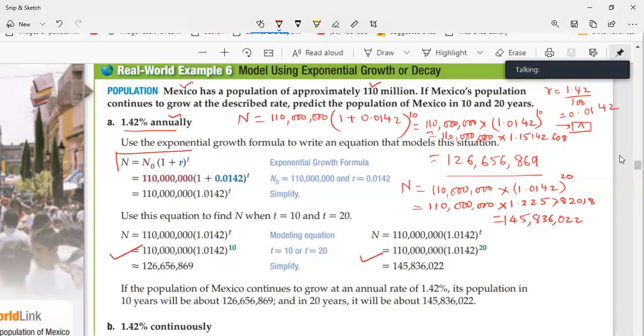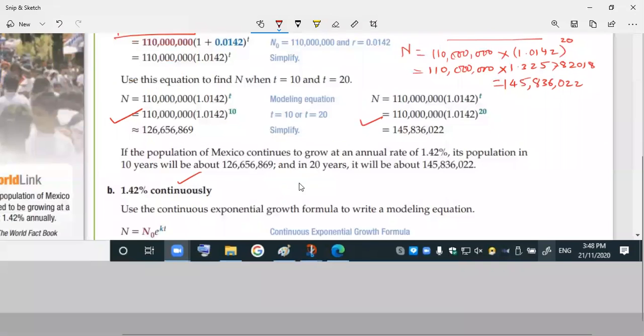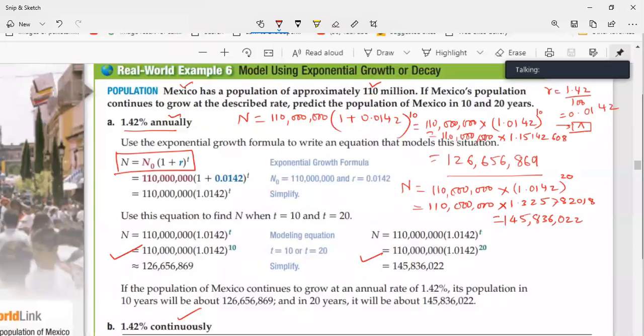So we are using this formula. And if it is compounded continuously, we have to use another formula. So we are going to that part.